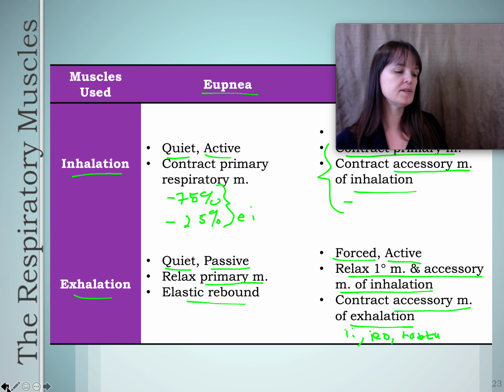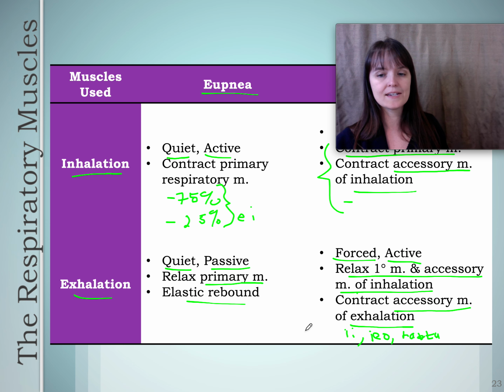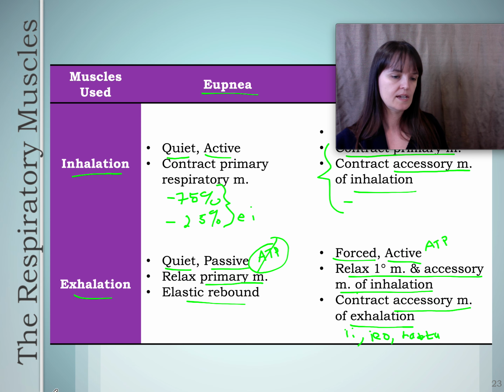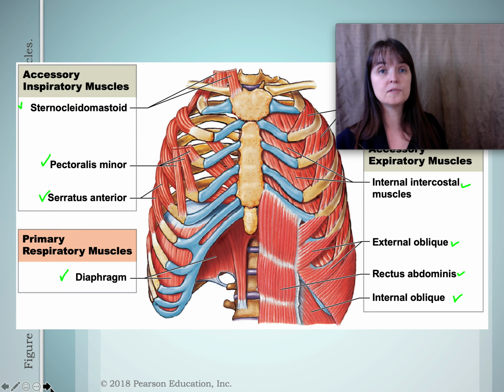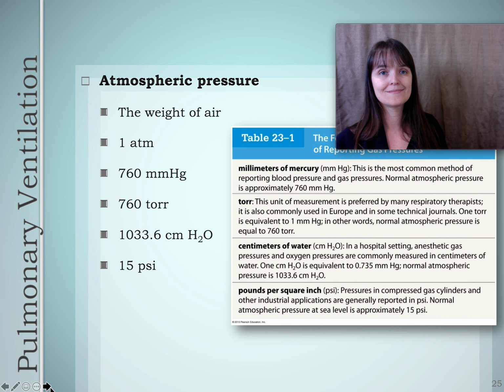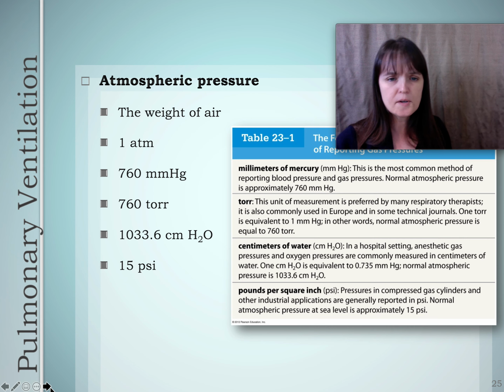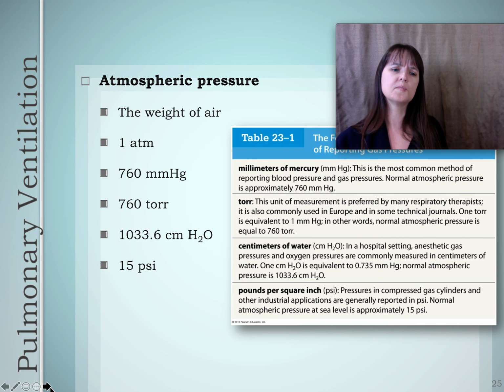And elastic rebound, you have a passive exhalation in eupnea because the elastic fibers recoil, and in hyperpnea, forced breathing, active inspiration and active exhalation, meaning that this also burns ATP. Eupnea has a passive exhalation, so it does not burn ATP. And then these muscles you're responsible for because I told you about them. You're welcome.